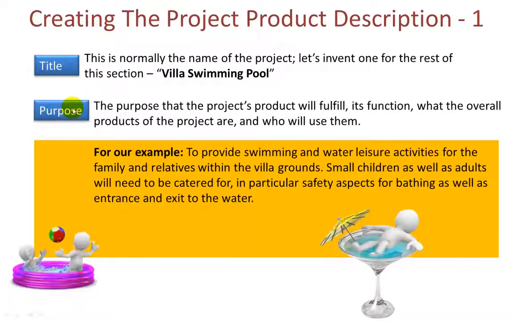The next section is called the purpose, and this is the purpose that the project's product will fulfill, its function once it's handed over into operational life, and what the overall products of the project are, and also who will use them. In our example, to provide swimming and water leisure activities for the family and relatives within the villa grounds. Small children as well as adults will need to be catered for. In particular, safety aspects for bathing as well as entrance and exit to the water. So there's a small example capturing what the end product's function will be and who will use them.